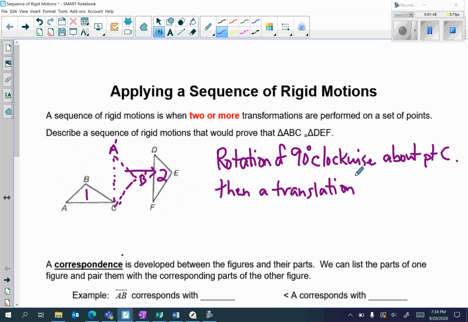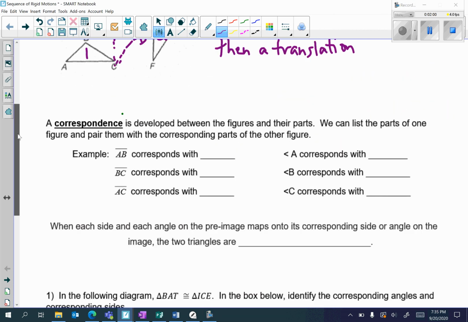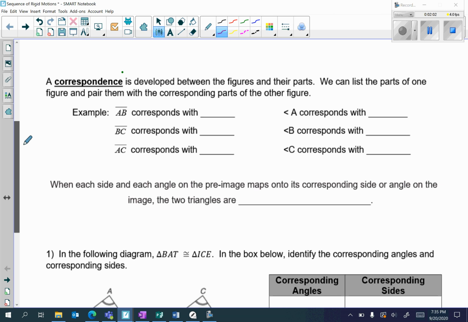You could also think of it as the opposite way. You can translate it first and then do a rotation of 90 degrees clockwise about point C. Next, let's discuss what a correspondence is. A correspondence is developed between the figures and their parts. We can list the parts of one figure and pair them with the corresponding parts of the other figure.